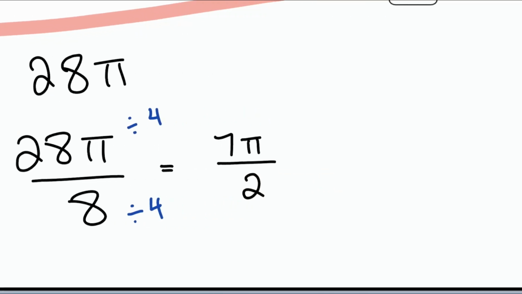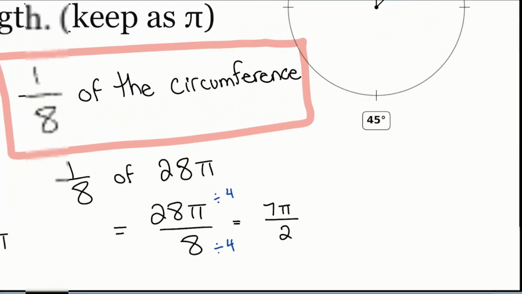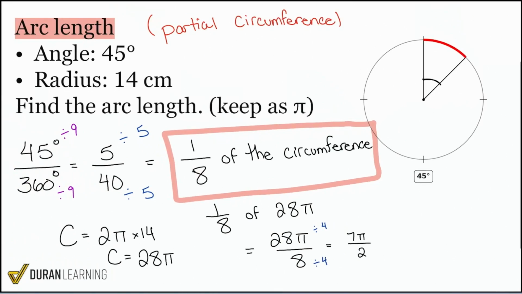So you can keep it as is, 7 pi over 2, or if you want to write it as a decimal, 7 divided by 2, feel free. But here's the big picture. Regardless of what you calculate, you need to understand why you're calculating to begin with. If you're asking, Coach, we're trying to find the arc length, why do I need circumference? Because remember, an arc length is a fraction of the circumference.